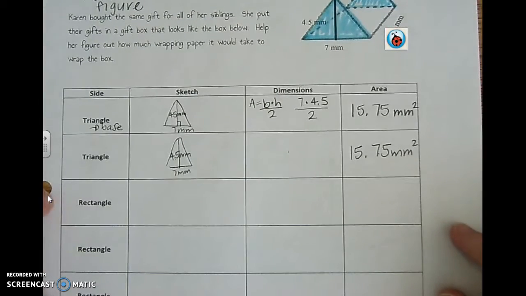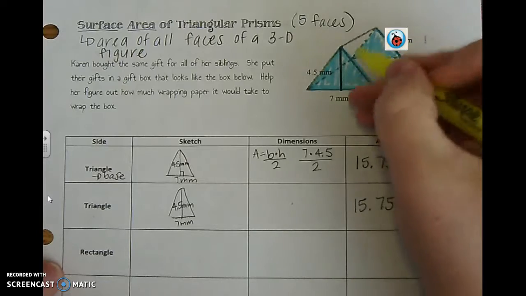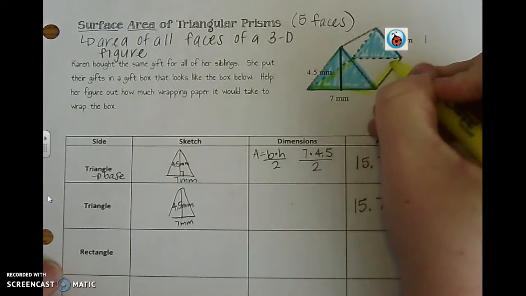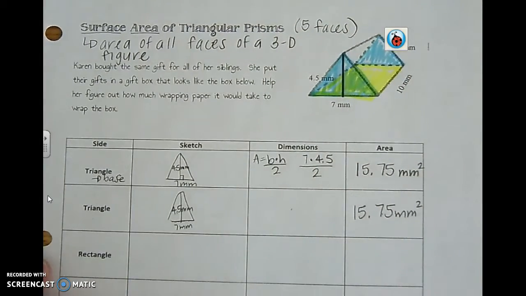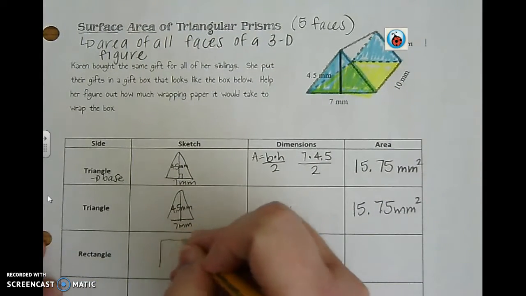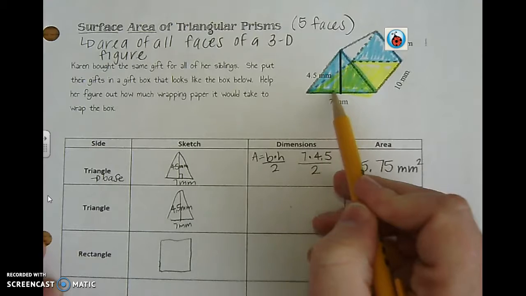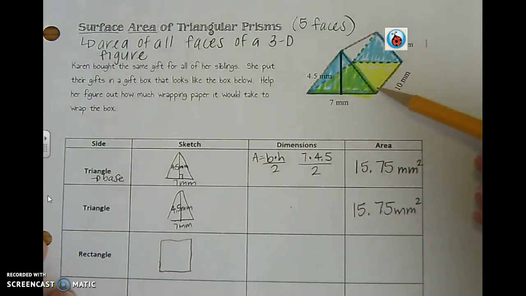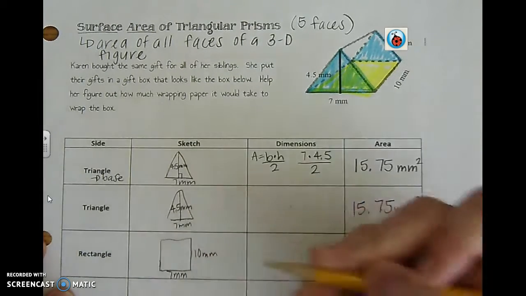Now the tricky part is the 3 rectangles. Sometimes they're hard to see. So I'm going to do each rectangle separately so that I can get the right dimensions. So first I'm going to look at this rectangle that's formed at the bottom of this figure. I'm putting that in yellow. So the first rectangle I see, I need to sketch, because it's at the bottom of that prism, and its dimensions are the 7 is here and 10 is here. So it's 7 millimeters by 10 millimeters.